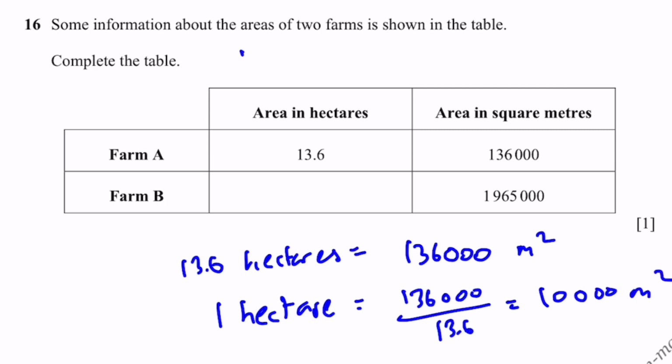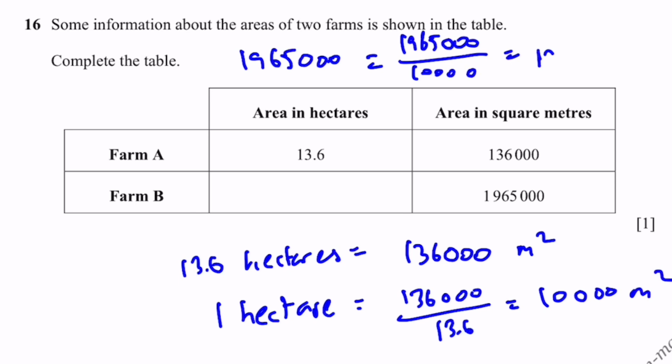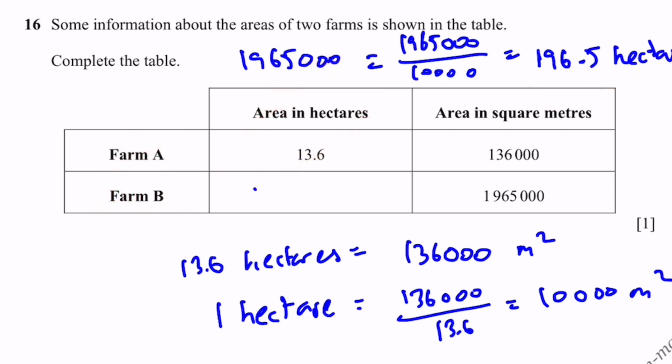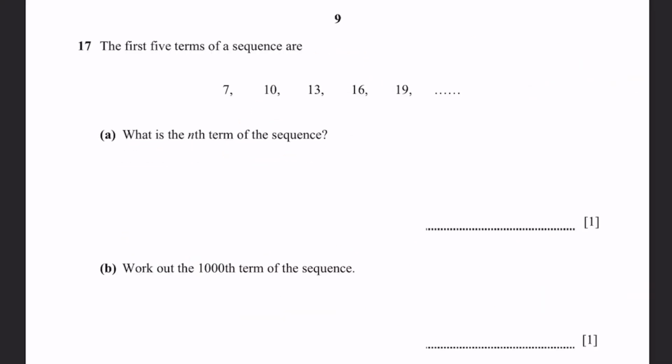That means 1,965,000 in square meters is equal to this number divided by 10,000, which is 196.5 hectares. This is the value for farm B in hectares. That's the answer.